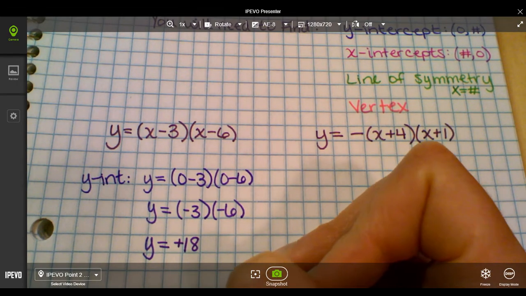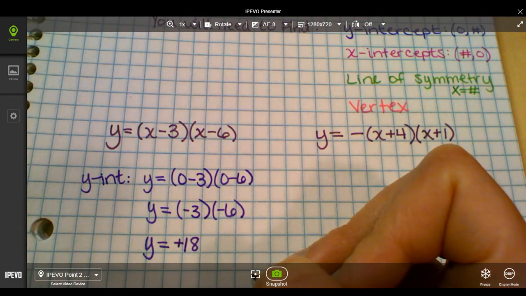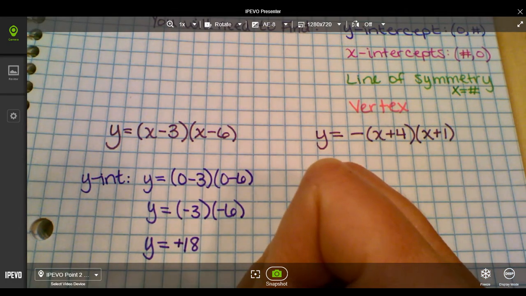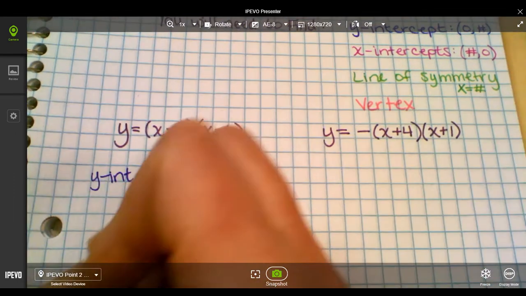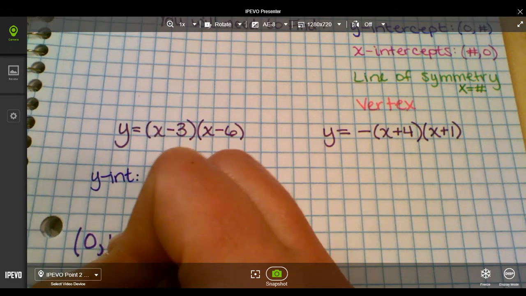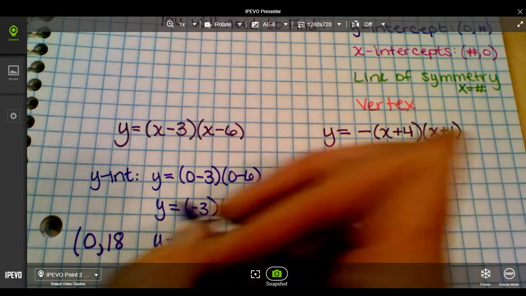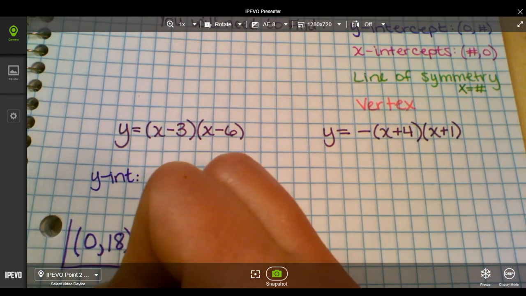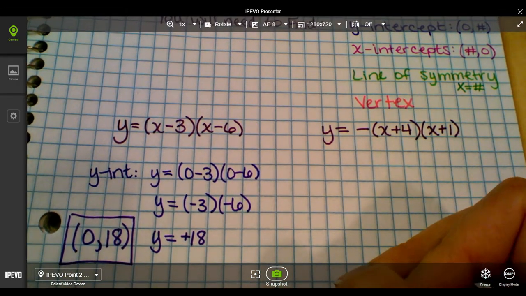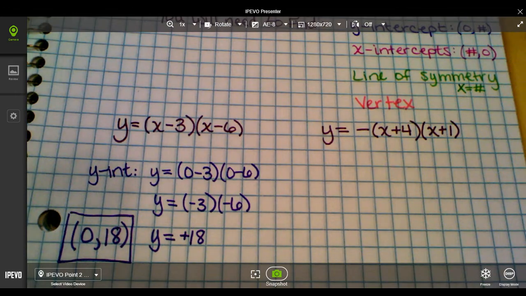Okay, but again, remember, I'm asking you for what is your y-intercept. The fact that I solve for y equals 18 is not necessarily my y-intercept until I write it as an ordered pair. So remember, when I plugged in 0 for x, I got out 18 for y, making my y-intercept (0, 18). Okay? The next thing that I want you guys to do is find your x-intercepts.